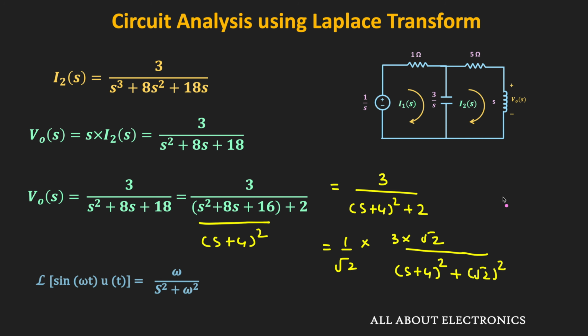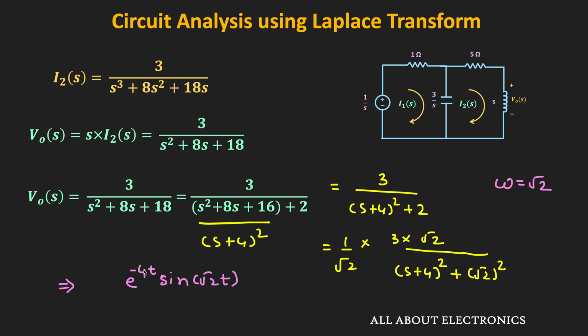So we know that the Laplace transform of sin omega t is equal to omega divided by s square plus omega square. That means here this omega is equal to root 2. That means now if we take the inverse Laplace transform of this term, then we will get the expression in terms of the sine term, where omega will be equal to root 2. And using the frequency shifting property, further we can say that that is equal to e to the power minus 40 times sine root 2t.